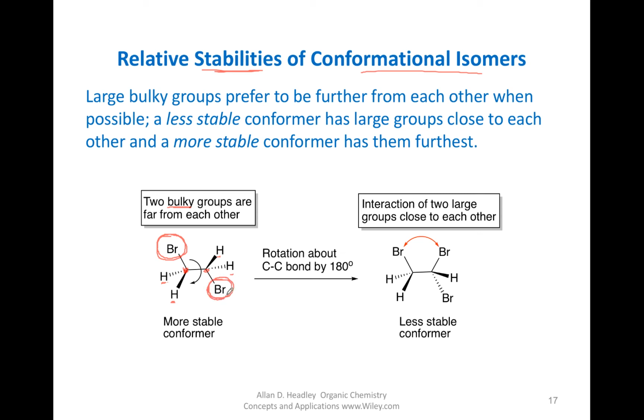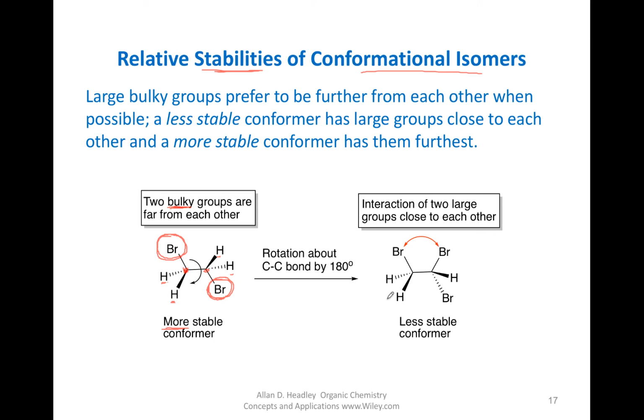We'll define stability here as getting these 2 bulky groups as far apart from each other as possible. The furthest they can get is in the anti-conformer. Notice they're far apart from each other. So we'll define that as a more stable conformer. So one definition of stability in chemistry is groups being far apart from each other.